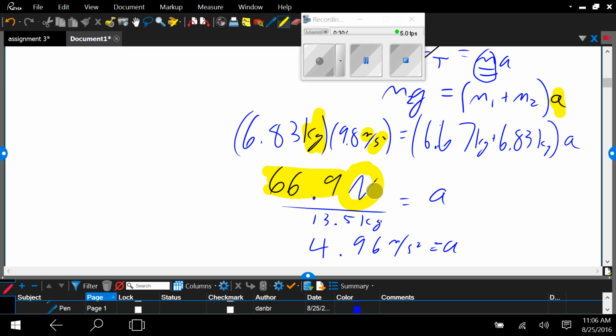Divided it by the mass here on the right-hand side, because it's multiplied times a, so I divided it over. I got 4.96 meters per second squared as my final acceleration for the problem. Okay, so that is how we work that first little one.